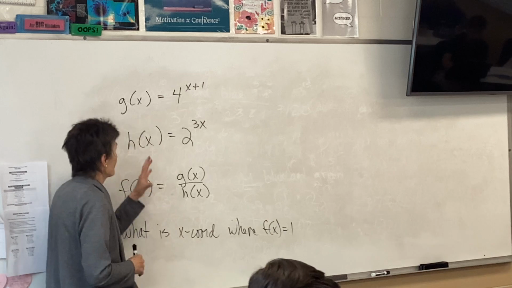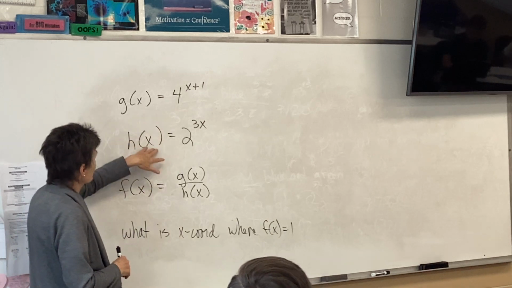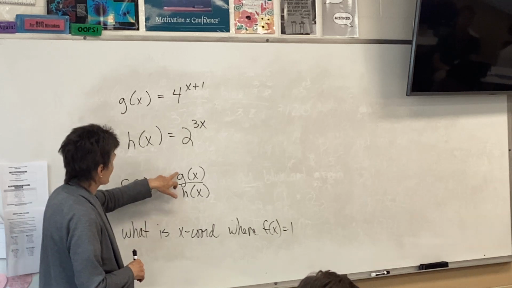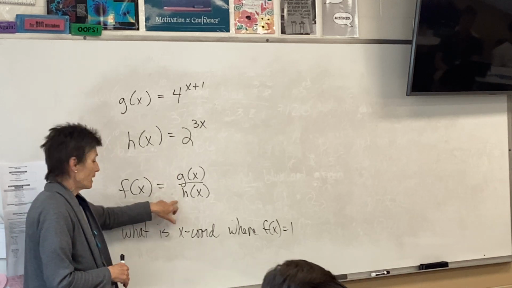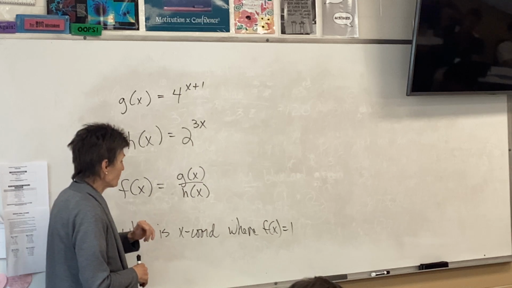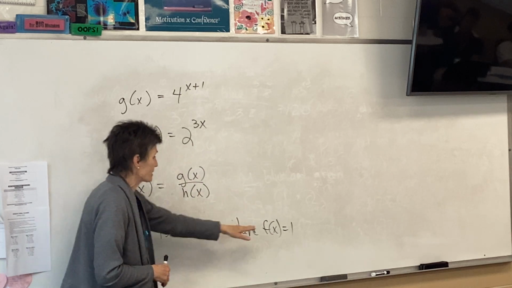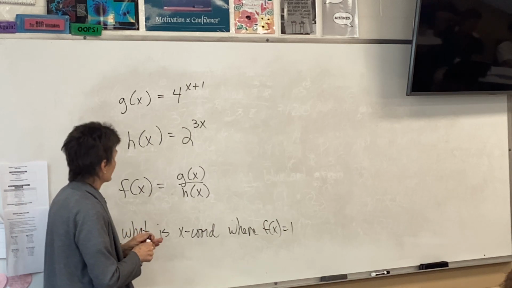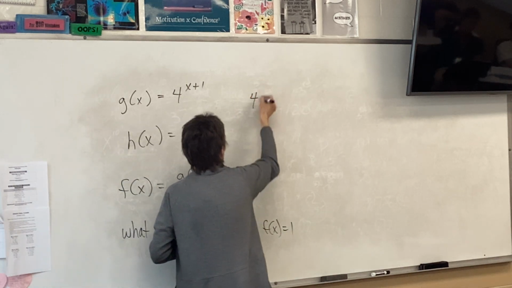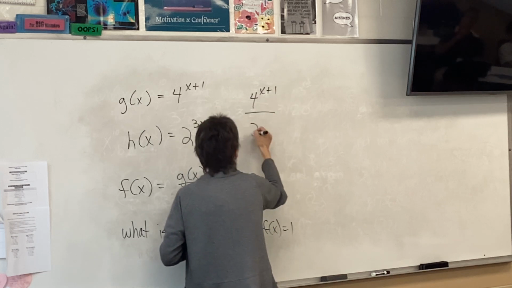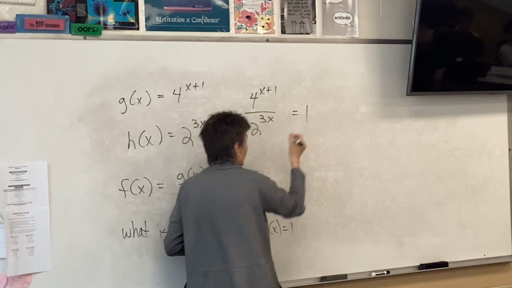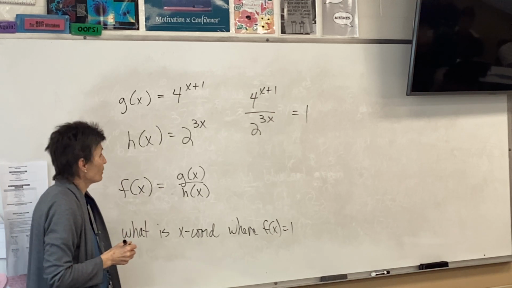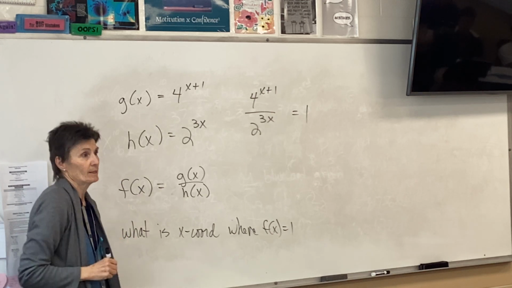I just put the bones of it up here. We've got two functions, g and h. And we have a new function, f, that is g divided by h. And we want to know, where does f of x equal 1? So basically, don't we want 4 to the x plus 1 over 2 to the 3x to equal 1? Isn't that what we want? Yeah. So what are your thoughts on that? No calculator. This is no calculator.